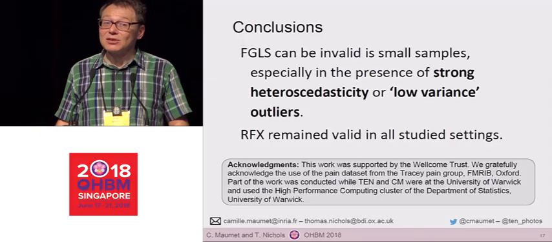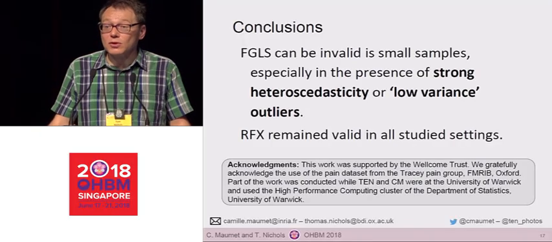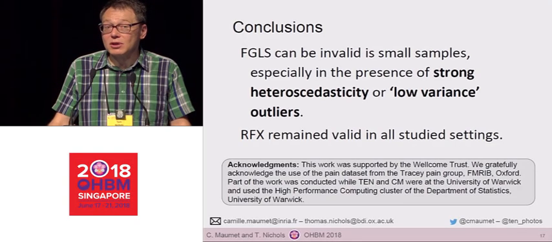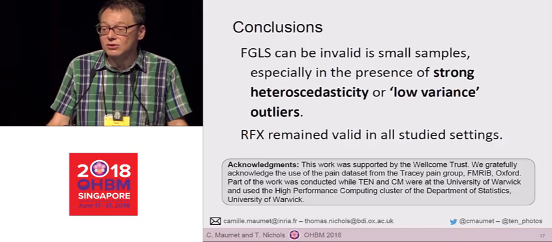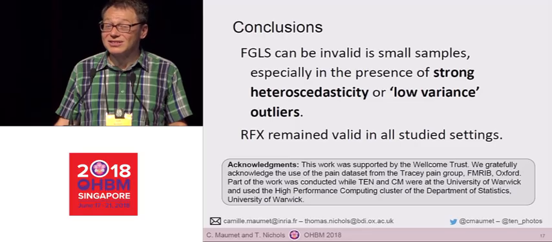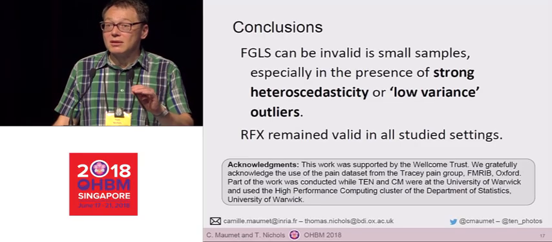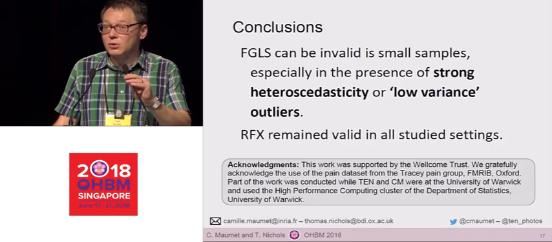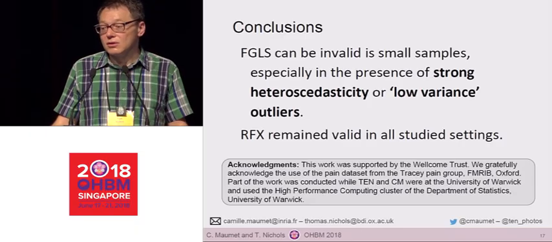Okay, so the conclusion is that, to our surprise, although somehow we should have known this, the method we're using for feasible generalized least squares can be invalid in small samples depending on the heterogeneity of the studies. Again, depending on whether there's lots of strong heteroscedasticity, variation in the variance, or some low variance outliers. So actually, the low variance outliers can control the trouble. It can be the trouble, but the simple unweighted least squares method is valid if it is not entirely optimal.